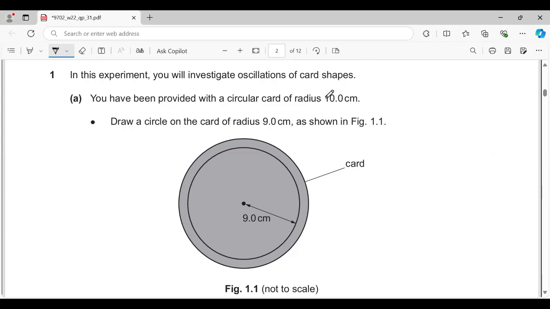Then draw a circle on the card of radius 9 centimeters, as shown in figure 1.1. So this is a card, cut with scissors, and then set like this. The radius inside is 9 centimeters, so there is 1 centimeter for the rest of the circle.